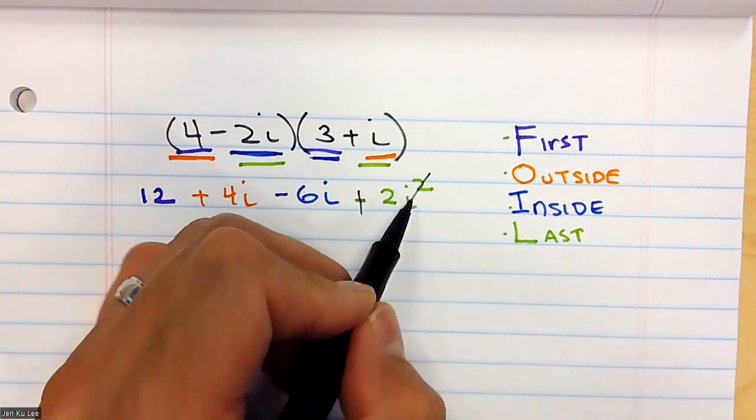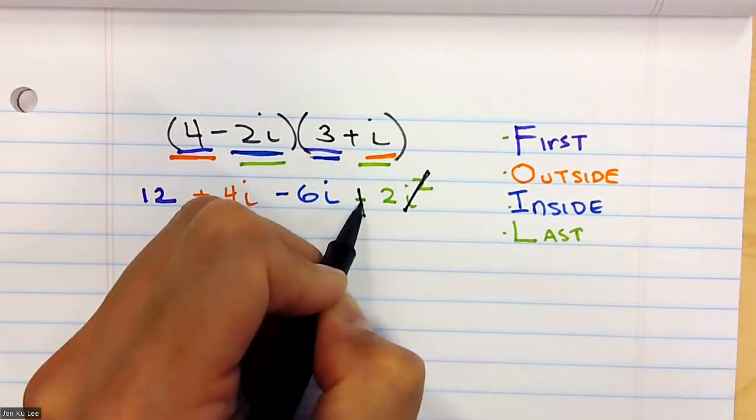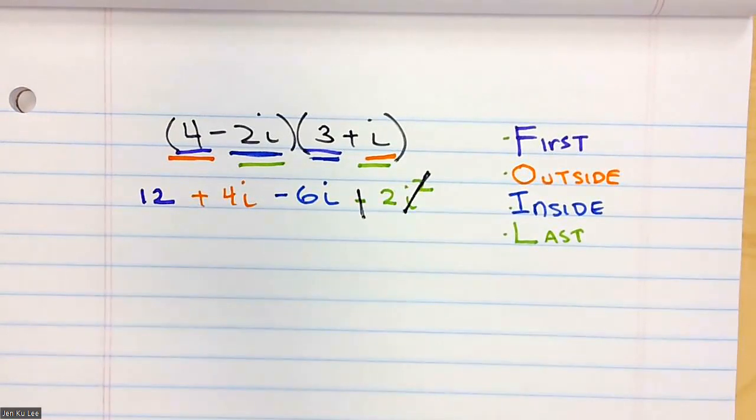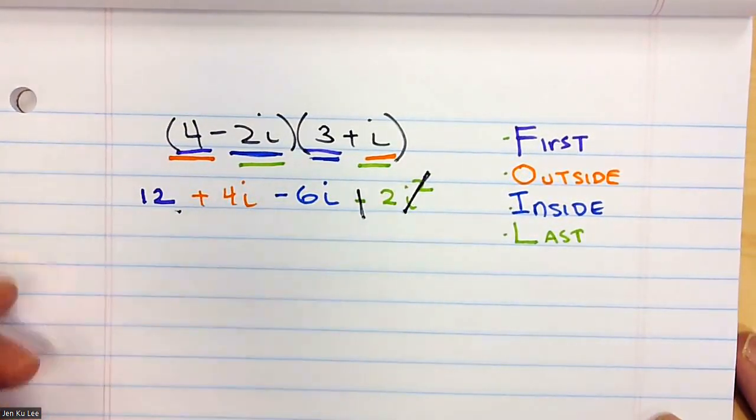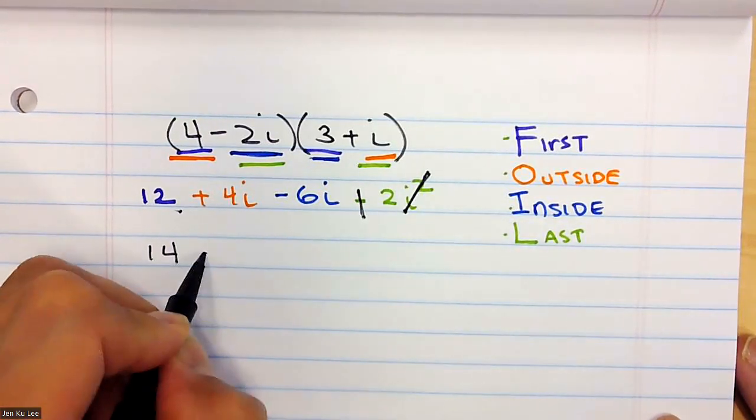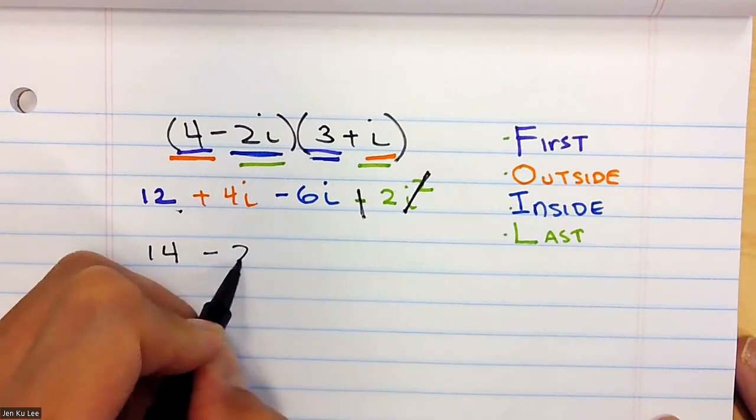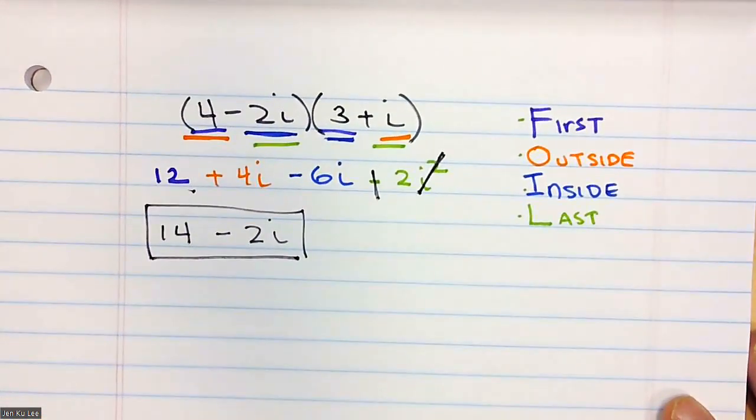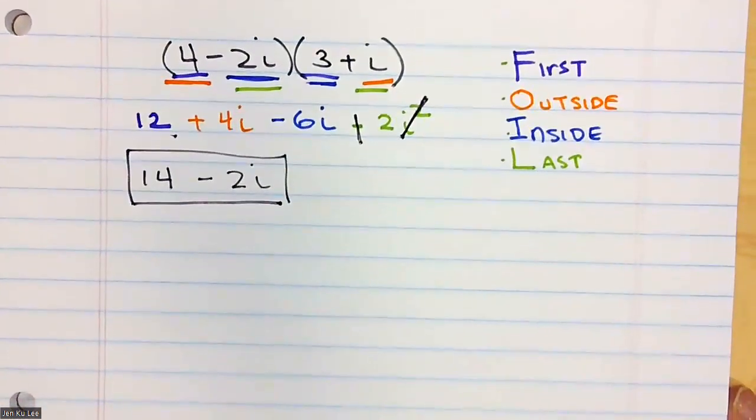Always. Whenever you see an i squared, cross it off and just switch the signs. If it's a negative, make it a positive. If it's a positive, make it a negative. So 12 plus 2, that's 14. 4i minus 6i, that's negative 2i, or minus 2i, and that's your answer. Cool.